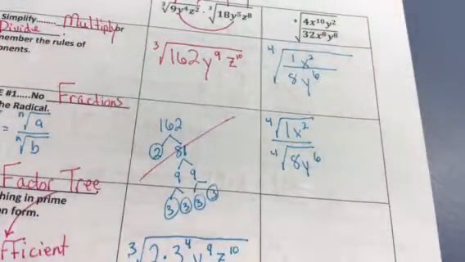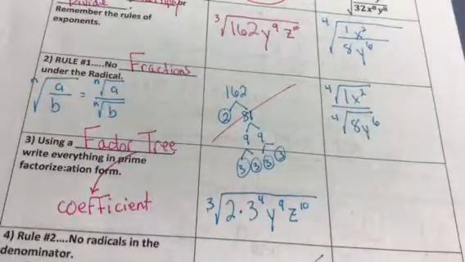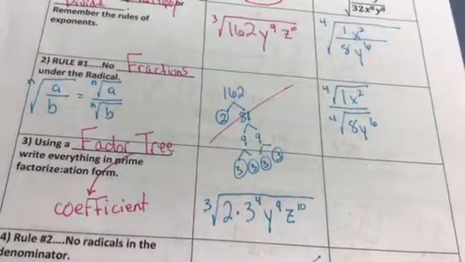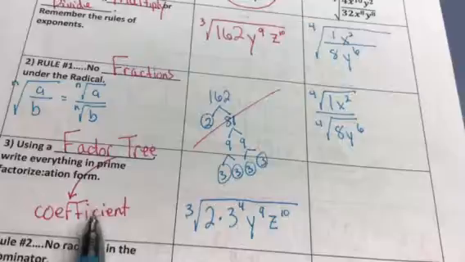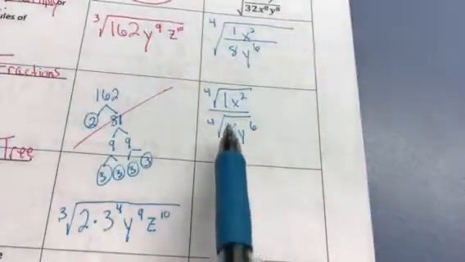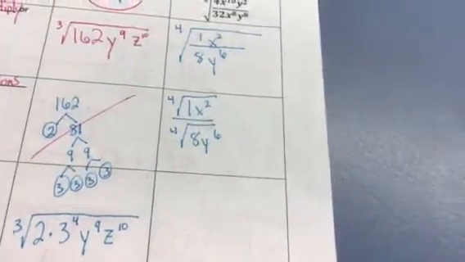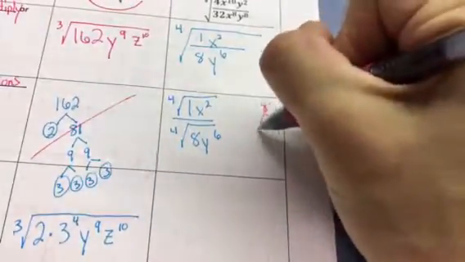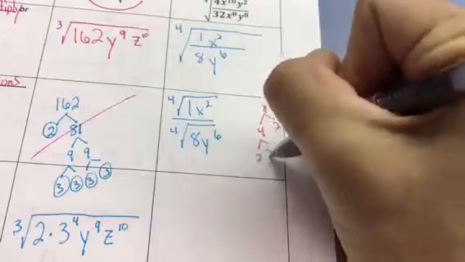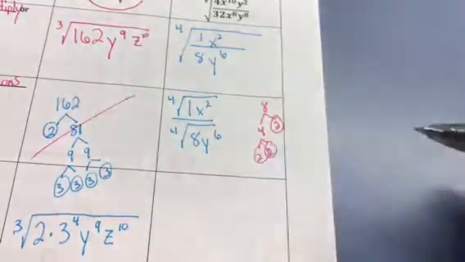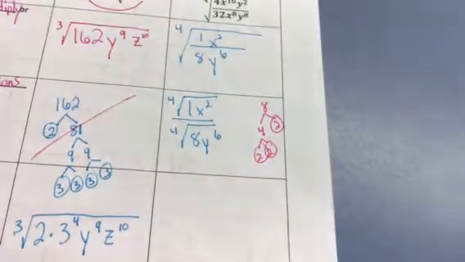All right, the next thing that we're going to do is make a factor tree. We want everything in prime factorization form. And the only thing you need to make a factor tree of is the coefficient. So 1 is 1. I can't make a factor tree for that, but I'm going to make a factor tree for 8. And it becomes 4 and 2, 2 and 2. So in the end, it's 3 2's. So now I'm just going to rewrite it with that.